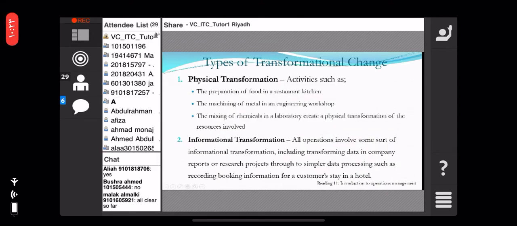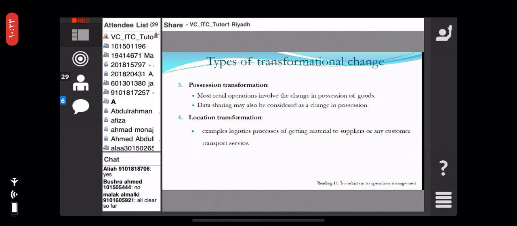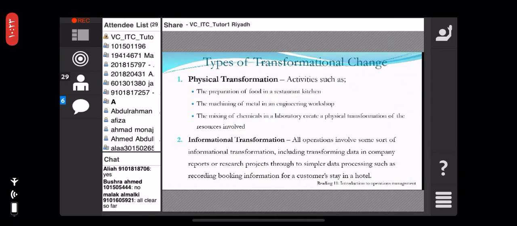There are different types of transformational change. Transformation, physical transformation.